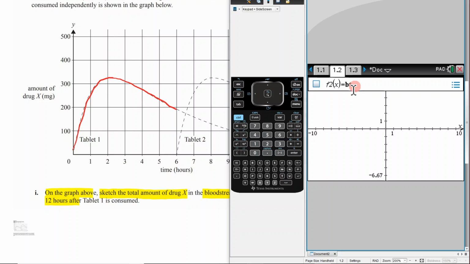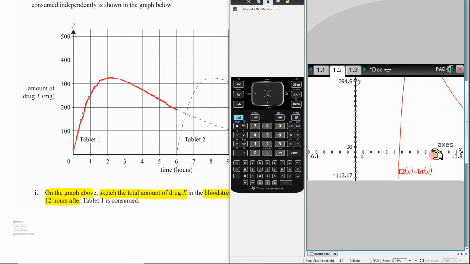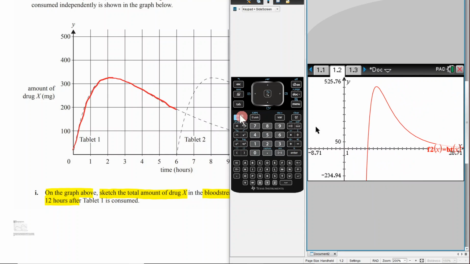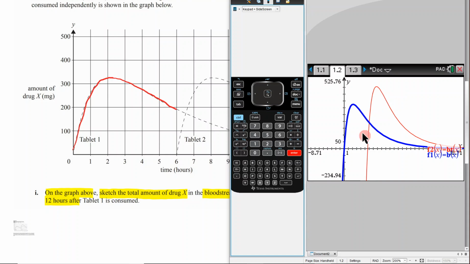So B of T of X is going to look like this. And let me just change this to 400, like that. It's going to look like this. And if you remember, my other one just disappeared there. Let's graph that as well. That is my first wave, that is my second wave.